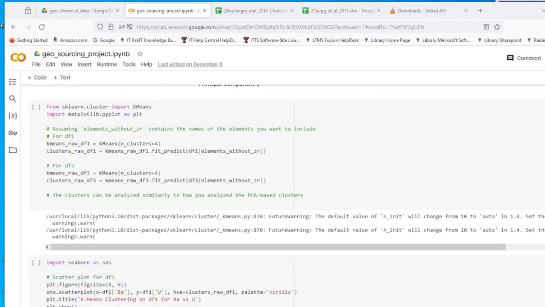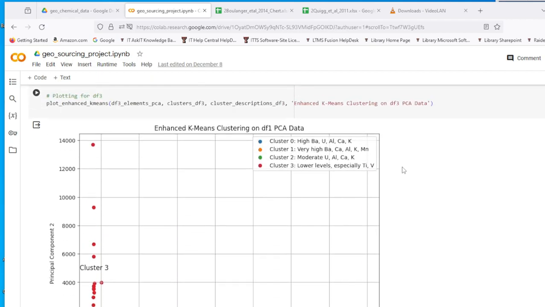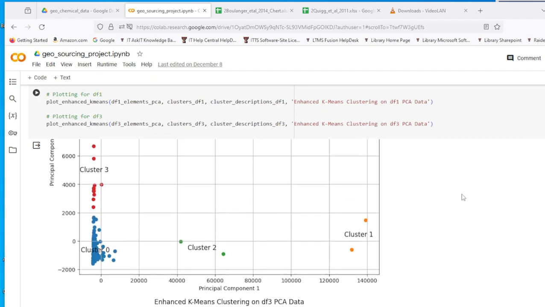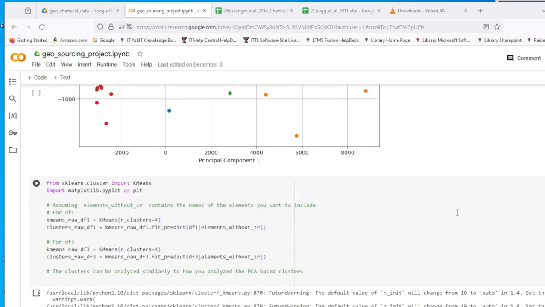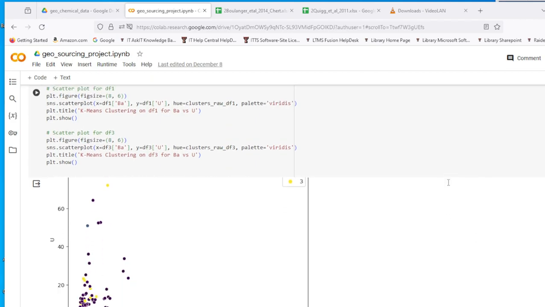The final data rendition took a more mixed approach, taking two primary PCA components, barium and uranium, as can be seen here, barium and uranium, uranium and barium, and then applying K-means to the original data set that hadn't been run through the PCA process to produce a focus on the distribution of uranium and barium. And this is what the results were.